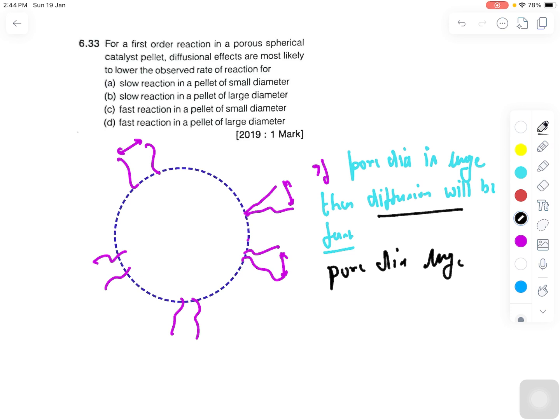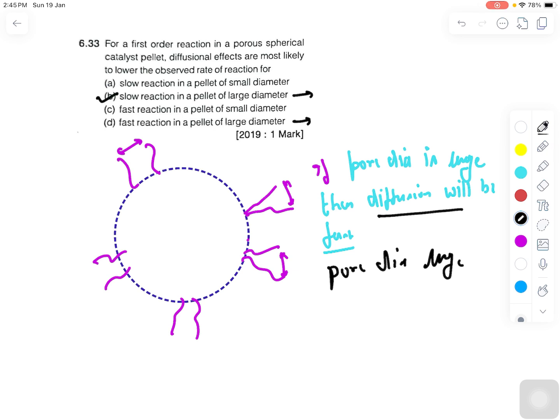So the pore diameter is large in this option, and you have a slower reaction, then the diffusion will be fast. So that's why option B will be your correct option. Is that clear?